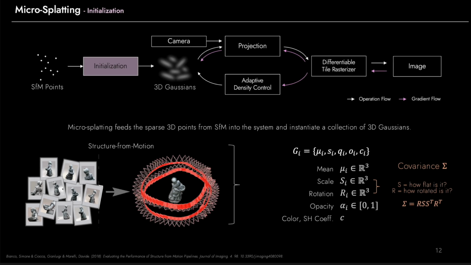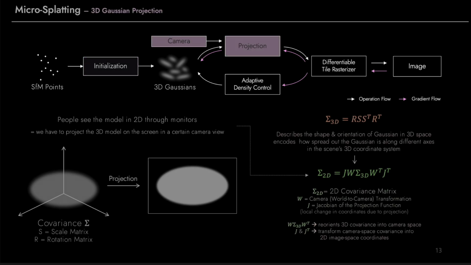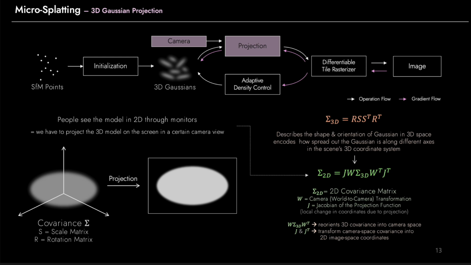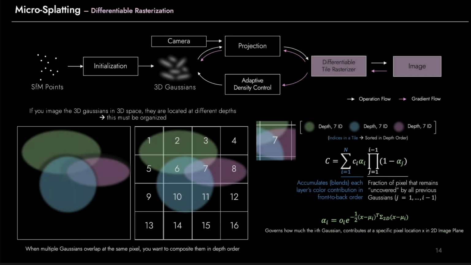We begin by initializing Gaussians from the structure from motion point clouds. Each Gaussian has attributes like position, color, shape, and opacity. To render, we project these Gaussians into the camera view by transforming their 3D covariances into 2D image space using the Jacobian. Multiple Gaussians can overlap a pixel. Our renderer sorts them by depth and blends them front to back to compute the final color.